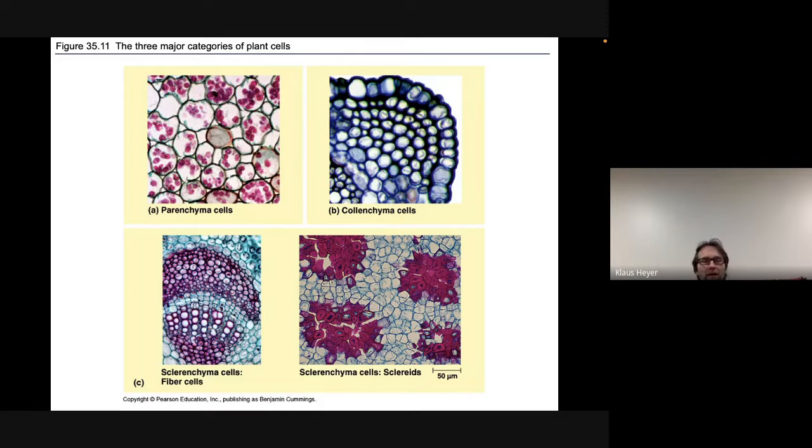The next one's collenchyma. So they're all ending with this word chyma. Collenchyma, you're going to find these in new growth, like a new shoot, right? Because some of the walls are thick and some of them are thin, so unevenly thickened cell walls. That's collenchyma. So you don't find those everywhere. You just find it where the plant is growing.